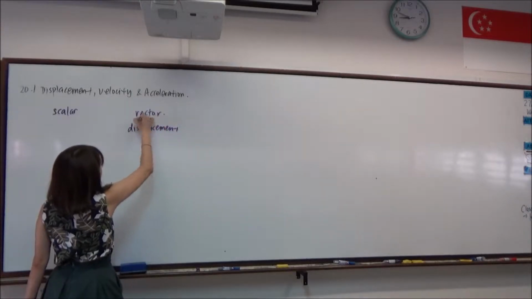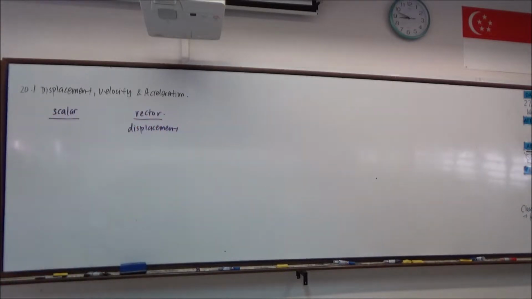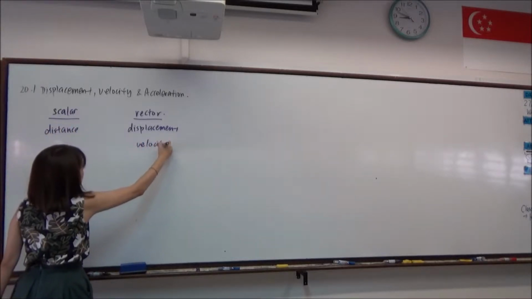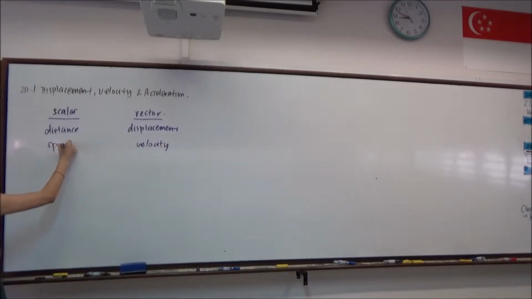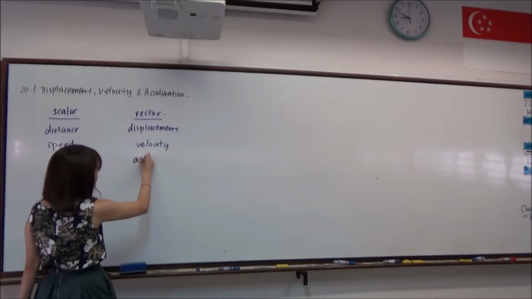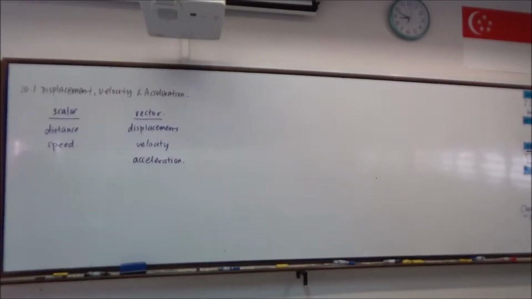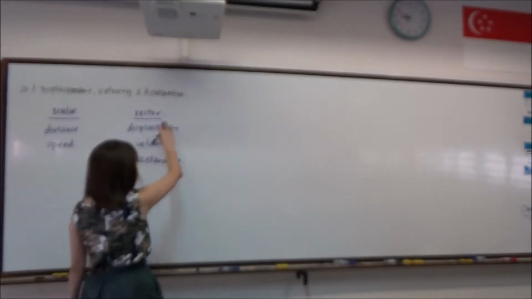What is the contrasting one? What is the contrast to displacement? Distance, right? And then for velocity, the contrast would be speed. And then acceleration, there's no contrast, but we know that it is a vector quantity. Okay, so for a vector quantity, we know that the direction matters.